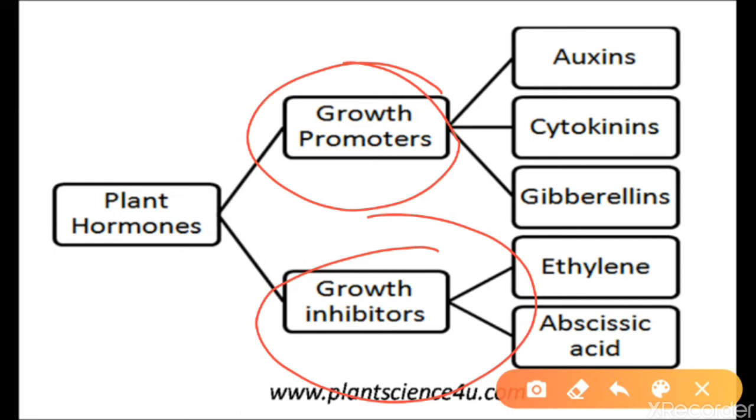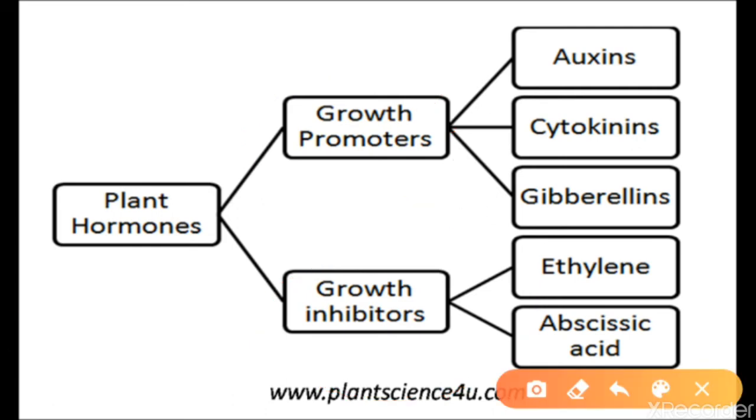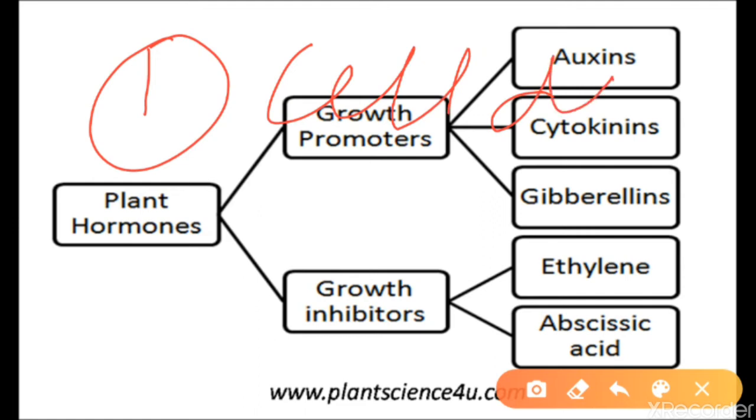Actually, plants develop in three phases. The first phase is cell division. That means the cells will divide themselves. In the second phase, cell enlargement.